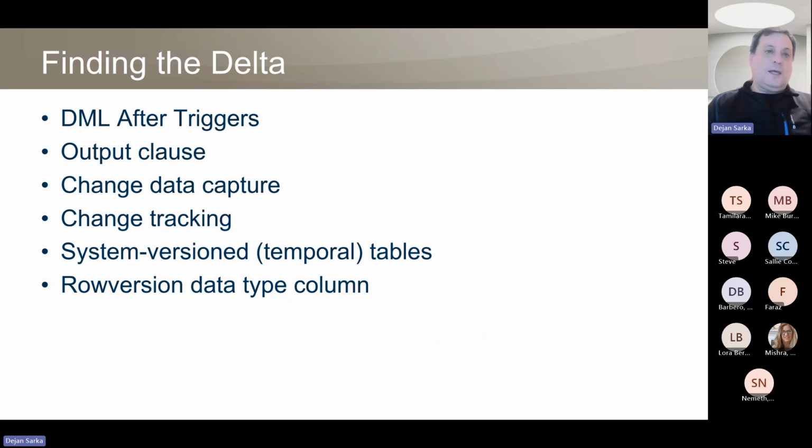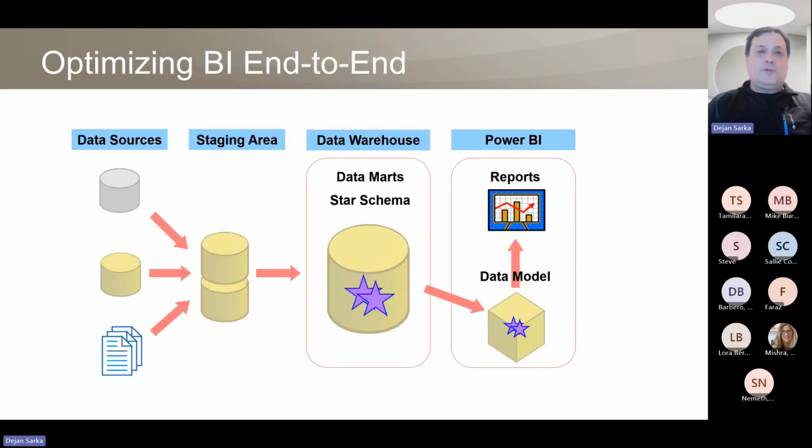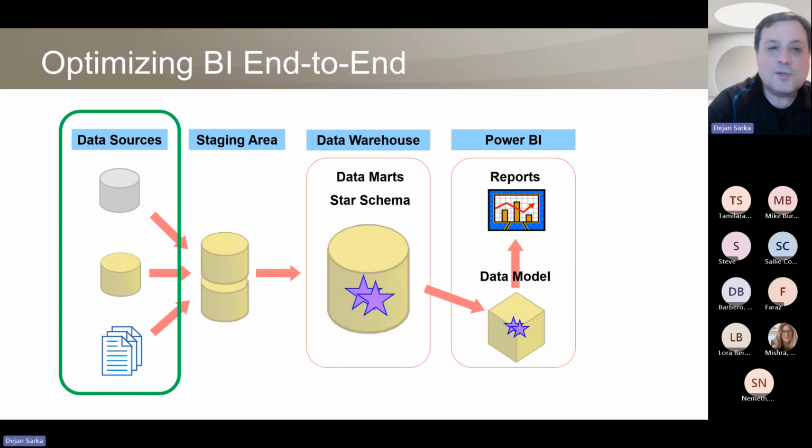We can use data modification language triggers, after triggers, to archive the changes. We can use the output clause in the insert, update, delete statements. We have the change data capture possibility. We have change tracking, which was introduced as a lightweight change data capture. We can even track changes in system-versioned or temporal tables, or we can use a rowversion data type column. And I want to compare these methods and see what the impact on the source is.